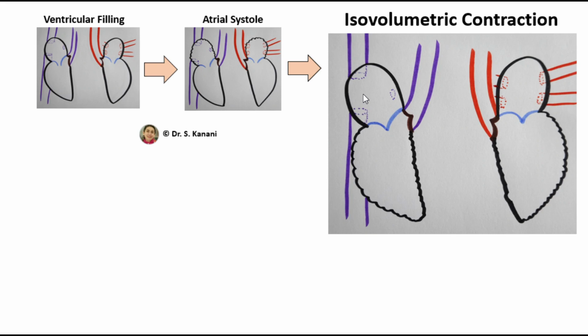Atrial walls relax in the next phase, and ventricular walls start contracting. As soon as ventricular walls contract, we notice inside the ventricles, blood is pushed up. So there is a risk that blood from ventricles go back into the atria. Clearly, AV valves quickly close to prevent backflow of blood from ventricles into the atria. So here, AV valves are closed and we have not opened semilunar valves. That's the reason ventricles are not receiving blood and they are not sending blood out.